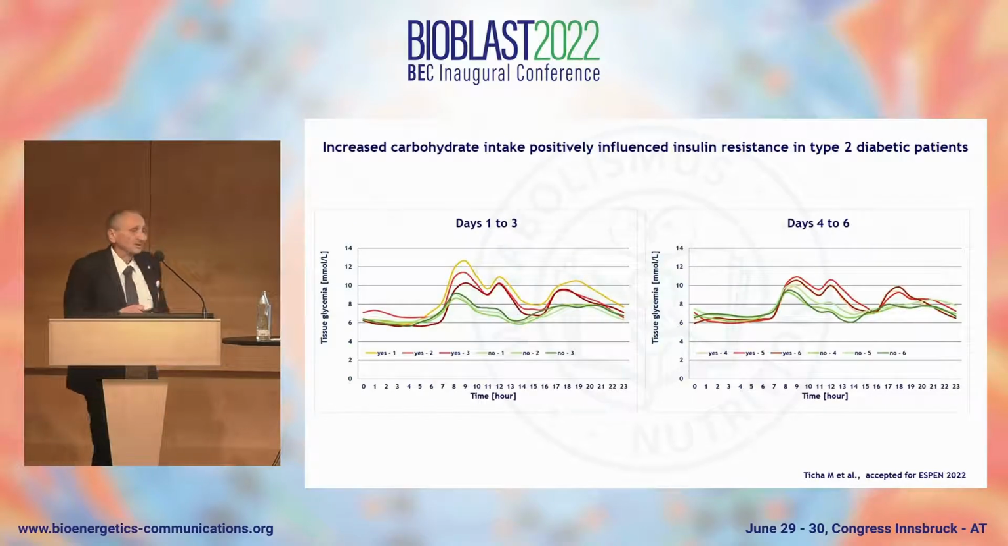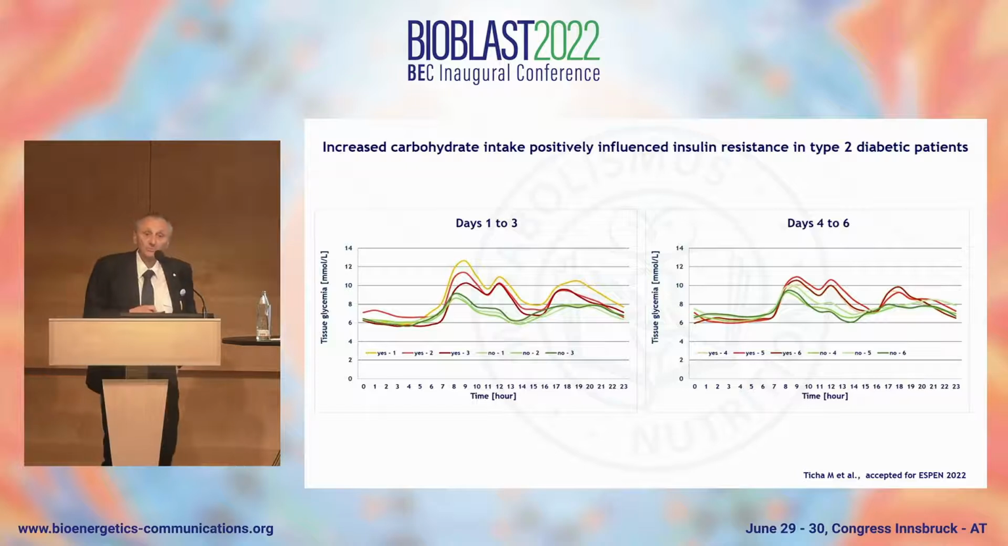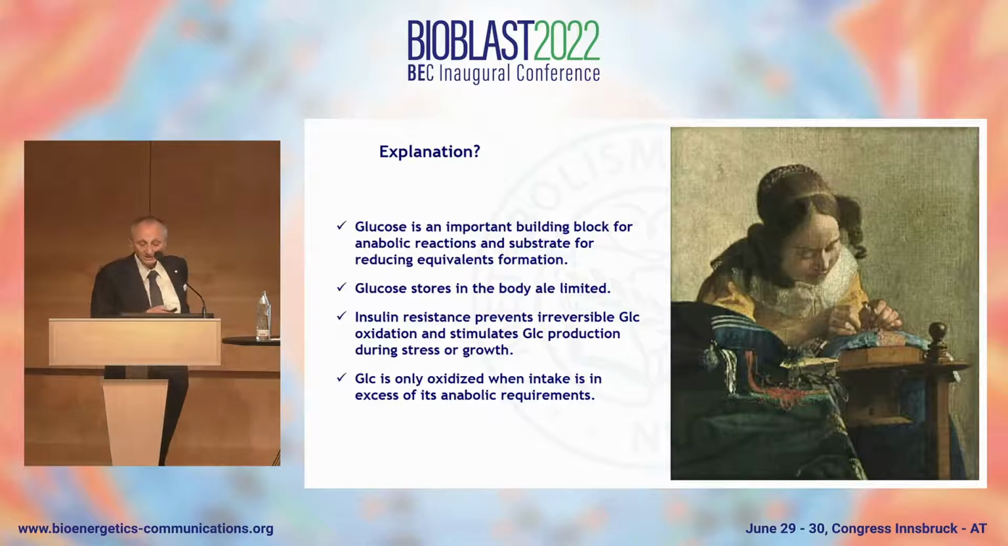And this is our recent study with type 2 diabetic patients who received extra carbohydrates in the form of maltodextrin after each main meal. This is day 1, 2, 3, and this is day 4, 5, 6. And what you can see is that after they received a significant amount of glucose, their insulin resistance was lower than before glucose application.